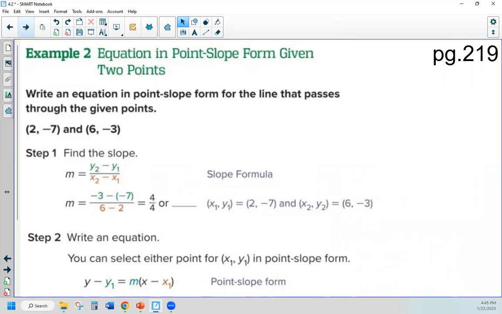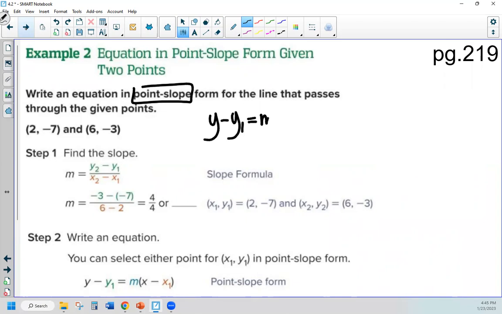Write an equation in point slope form. Okay, we know how to do this. Point slope form for the line that passes through the given 2 points. Ooh, okay, so before they gave us a point and the slope. Now they're giving us 2 points. So what do we do?